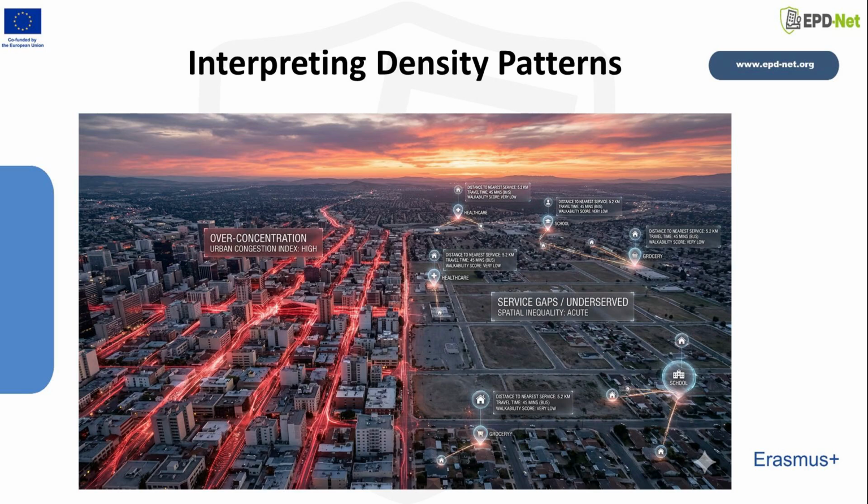One common pitfall in density interpretation is ignoring population context. A high service density does not necessarily mean good accessibility if population density is also high. Similarly, density should not be confused with accessibility, as proximity and travel time play critical roles in determining actual service access.